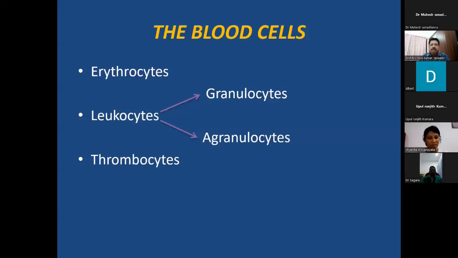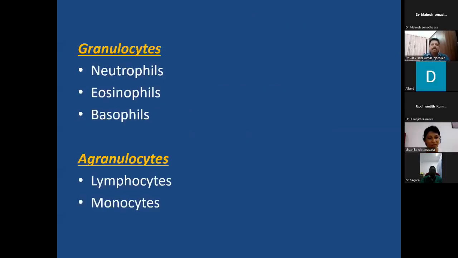So the granulocytes are those leukocytes which contain granules in the cytoplasm. They are the neutrophils, basophils, and the eosinophils. Then the leukocytes which don't contain granules are known as agranulocytes. They are the lymphocytes and the monocytes. You all know all this. This is the same thing: granulocytes, neutrophils, eosinophils, and basophils; agranulocytes, the lymphocytes and the monocytes.